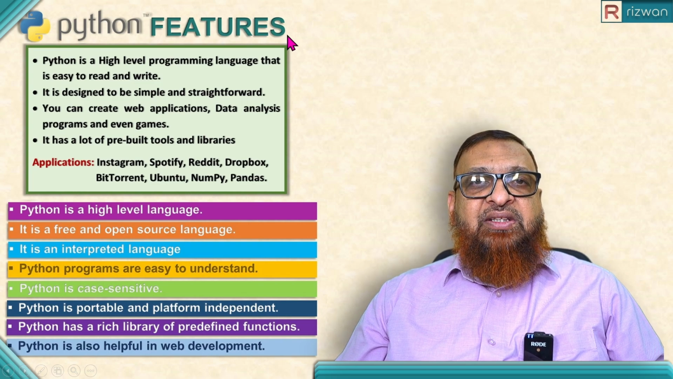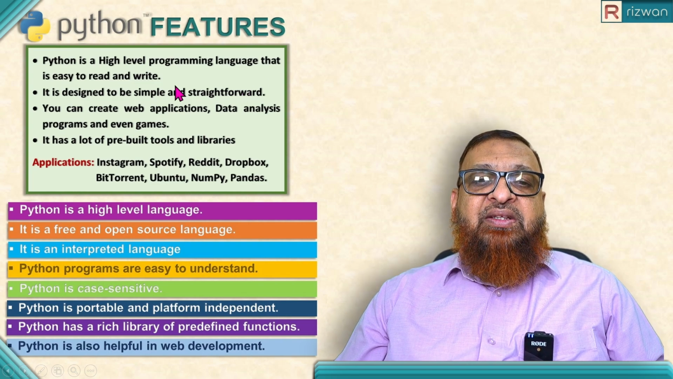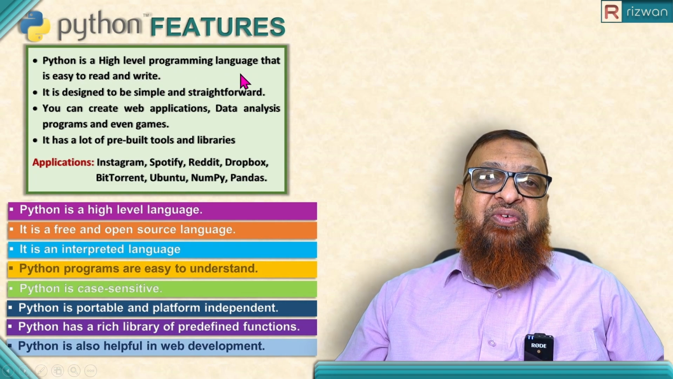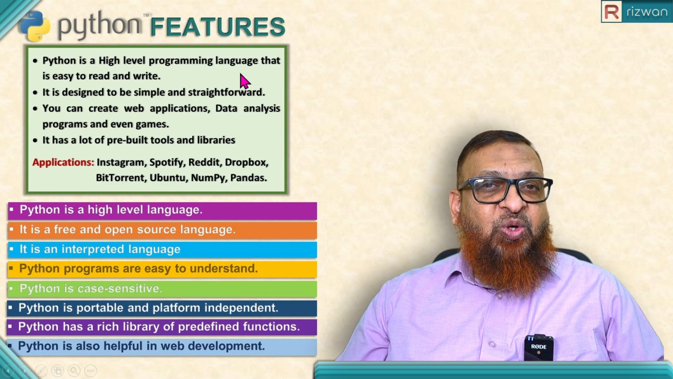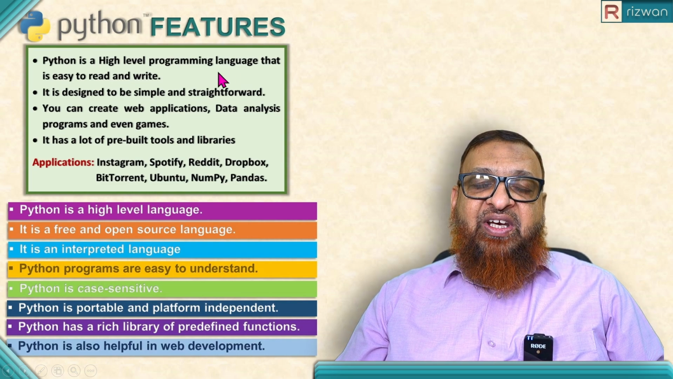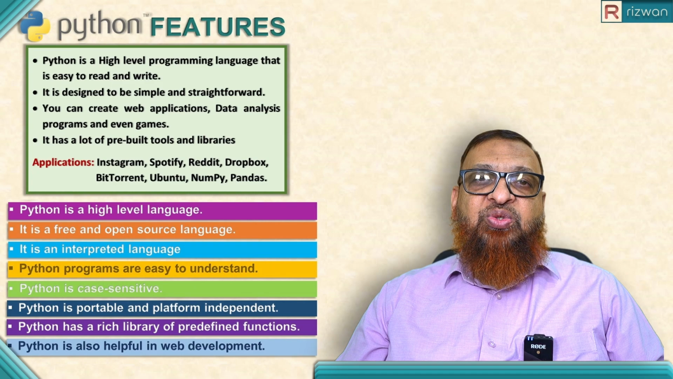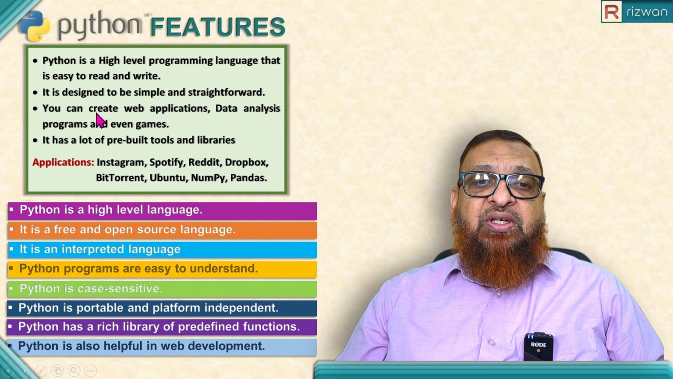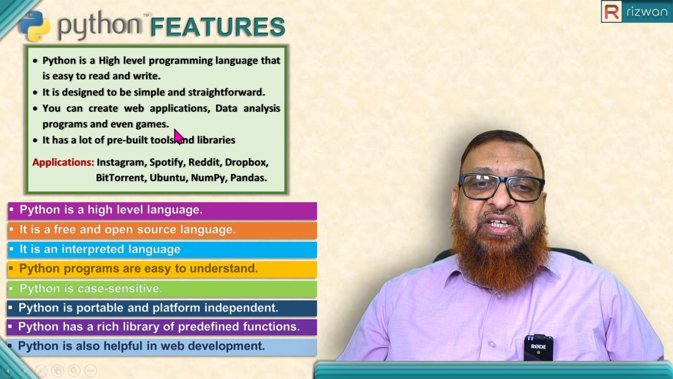Let us come to the Python features. Okay, so Python is a very high level language that is easy to read and write. So we know the difference between high level language and low level language. So Python is a very high level language. By using this, you can write programs very easily. Fine. It is designed to be simple and straightforward. Okay. So by using Python, we can create web applications, data analysis programs, and even games also.